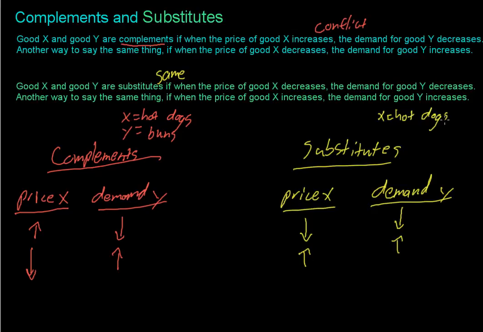So if x is hot dogs and y is hamburgers, let's think about what would happen if hot dogs are cheaper. People go to the store and say, oh, we could buy hot dogs or hamburgers for our barbecue, and hot dogs are super, super cheap, so they're going to buy hot dogs, and they're not going to buy hamburgers. So that will lower the demand for hamburgers because the price of hot dogs just dropped. Now if hot dogs are super expensive, people are going to say, oh, you know what, we'll just buy hamburgers. And so that will increase the demand for hamburgers.